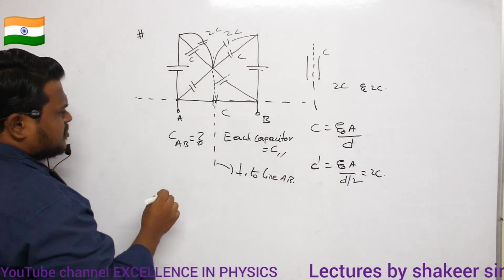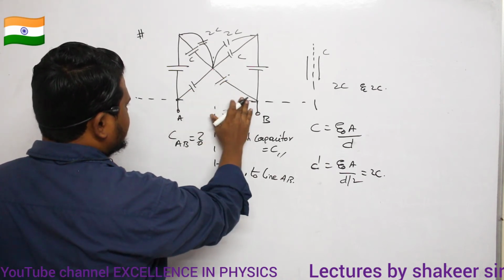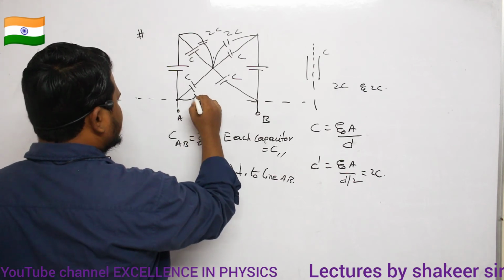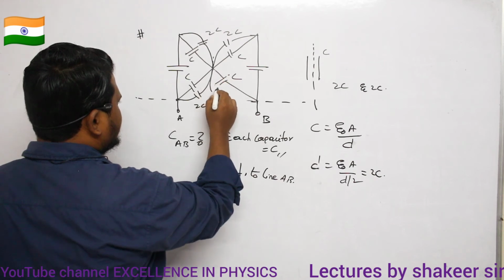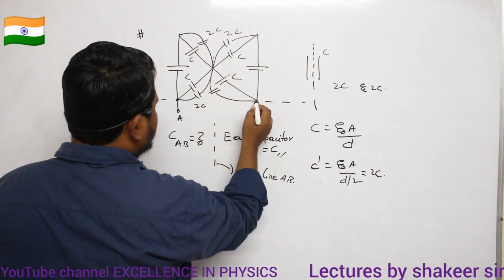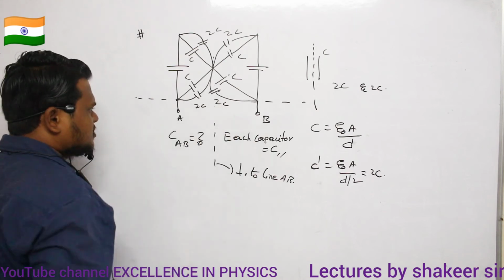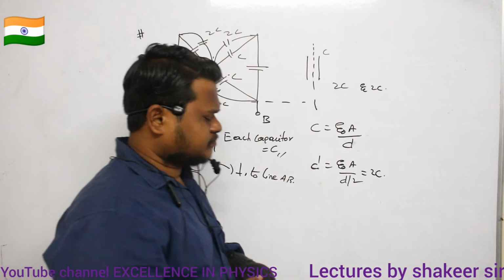Similarly, what about this capacitor? This capacitor also, you remove this one. Instead of this capacitor, you write two capacitors, of which the first one has a capacitance of 2C, join at this point, another capacitance of 2C, and again join these two points. Clear? So this is the circuit which I got. Now can't I solve this one very easily?